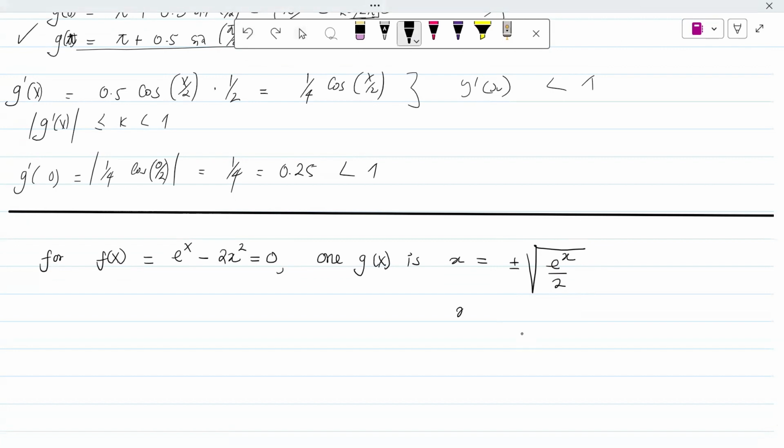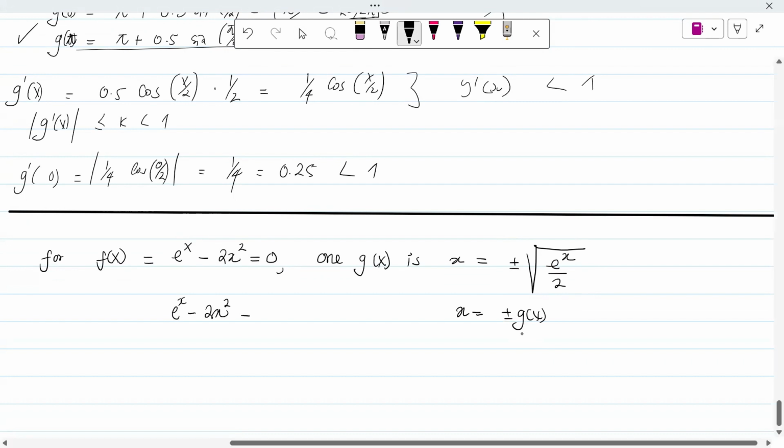So this is it, x is equal to plus or minus g of x, right? You can see that this is our g of x by just solving for that, isn't it? We've solved for x squared. So how do you do that? x e to the power x minus 2x squared equal to 0.